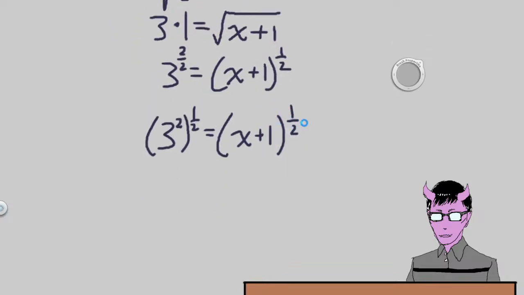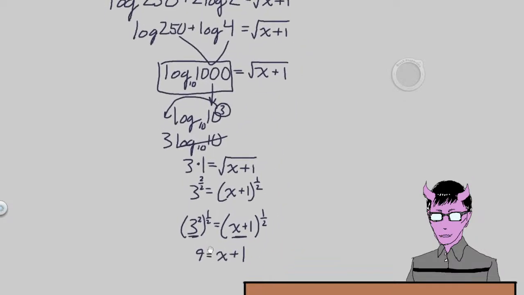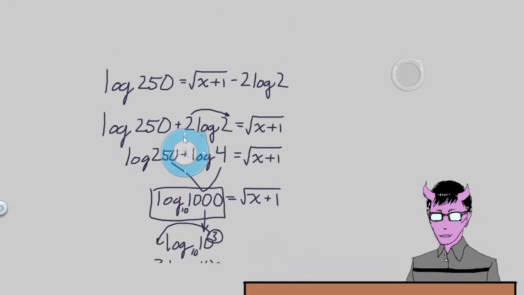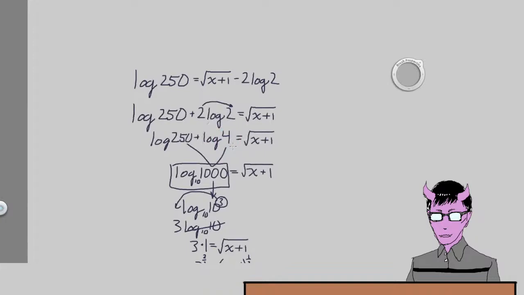Since outer function matches outer function, we can therefore conclude the arguments of the function must be equivalent. So 9 is equal to x plus 1. So x is equal to 8. And we're good to go probably. Make sure you double check your answer though. If you put a 8 in here, yeah, it's clean. It's just going to be 3. And we will be good to go.